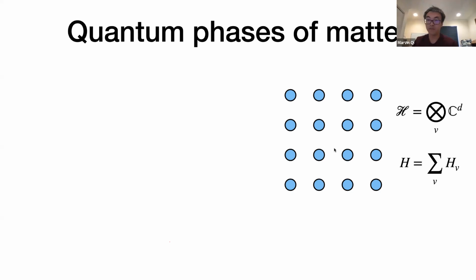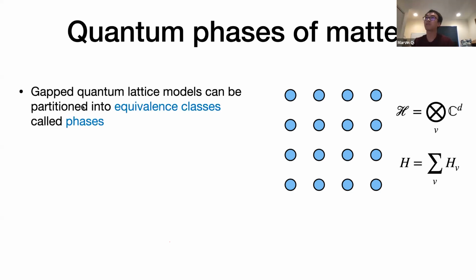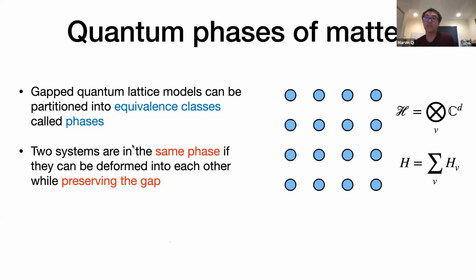So the context that we'll be focusing on is gapped quantum lattice models. One reason that these are particularly interesting is that there's a natural way of partitioning these quantum lattice models into equivalence classes, and these equivalence classes are what we typically call phases of matter. And when are two lattice models in the same equivalence class? Well, we say that two systems are in the same phase if they can be deformed into one another while preserving the gap. So that's how we partition the system into equivalence classes.